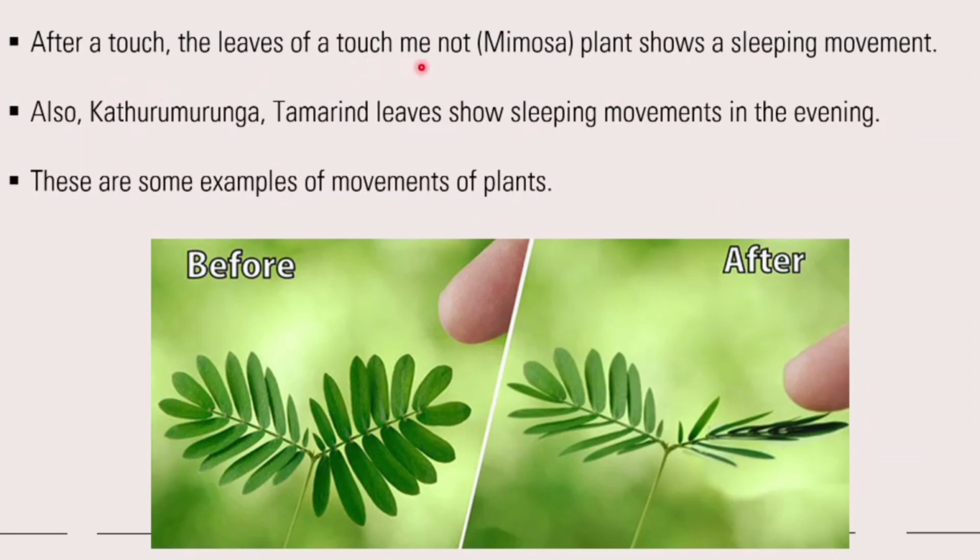After touch, the leaves of the mimosa or touch-me-not plant show a sleeping movement. Also, Katurumurunga and tamarind leaves show sleepy movements in the evening. These are some examples of movements of plants. In this figure, you can see before touching the mimosa plant and after touching the mimosa plant.